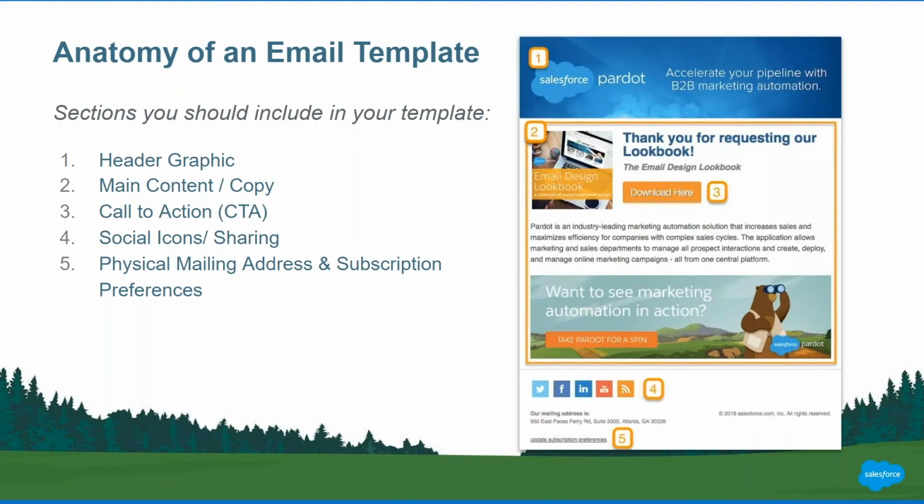The fifth section is the physical mailing address and the subscription preference, which is required by Pardot for CAN-SPAM compliance.